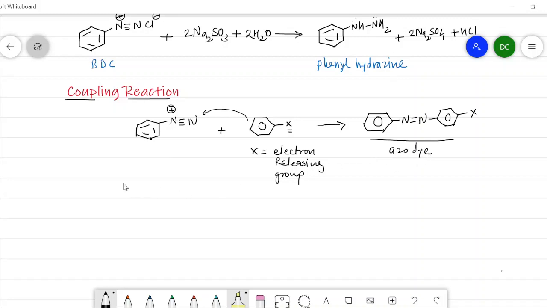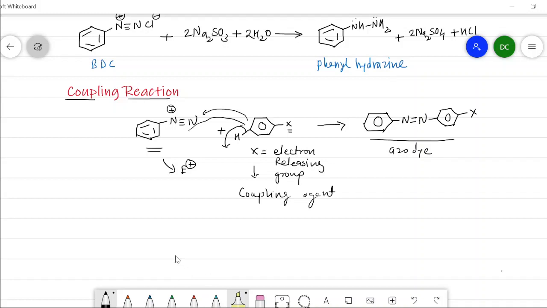Now, in the coupling reaction, what happens? This cation acts as an electrophile, that is E positive, and it replaces one of the hydrogens present on the aromatic ring of the other compound. So the hydrogen from this carbon is replaced by this cation and we get a coupled product. The compound which has the electron releasing group is called a coupling agent. So let's start with the mechanism of the coupling reaction.